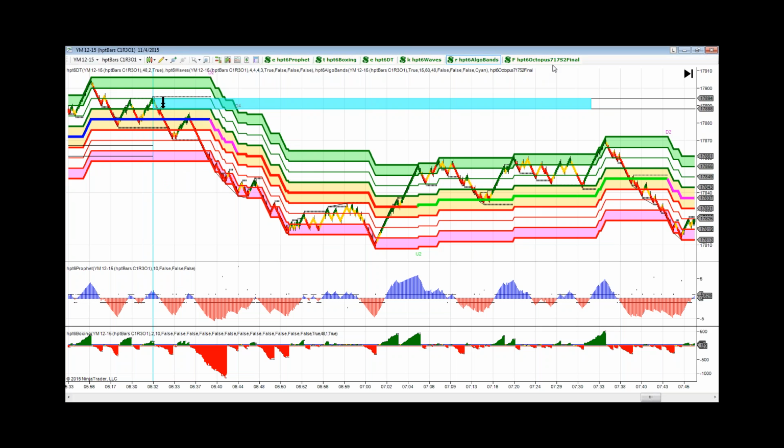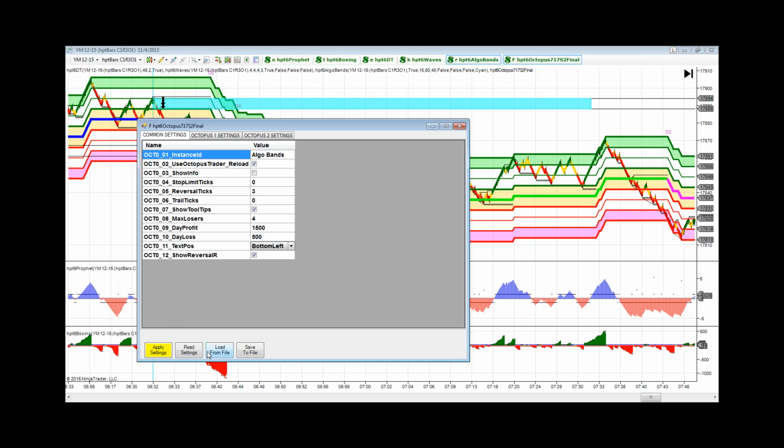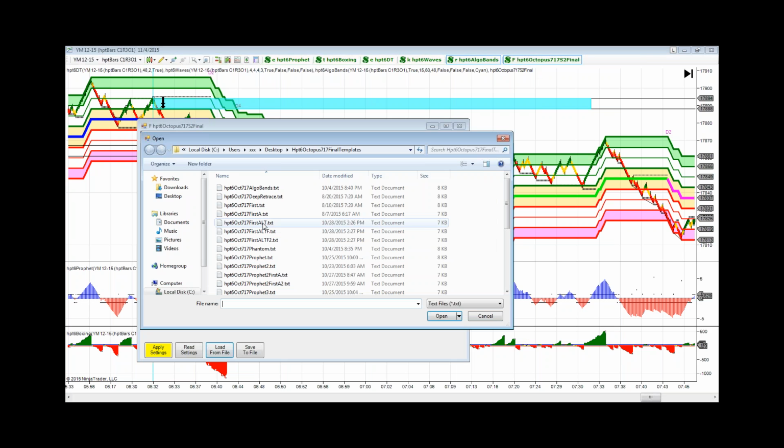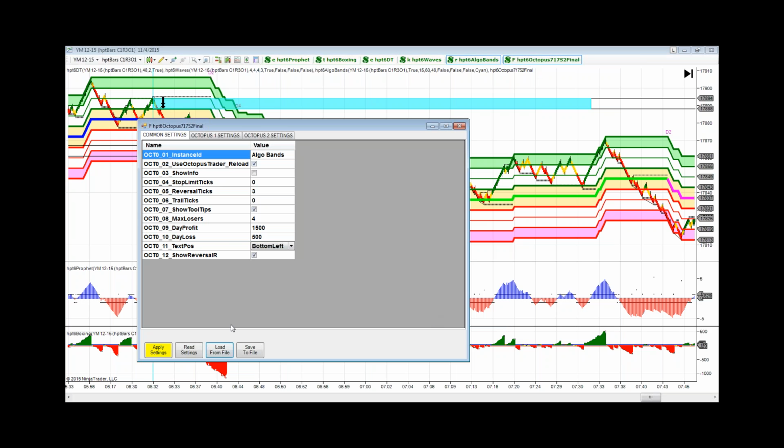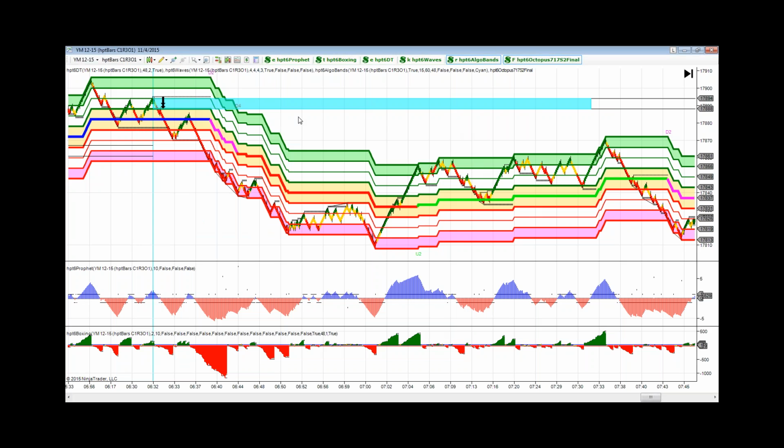So what I do is I put the Octopus up on the chart, the Octopus 717 S2 final. I'll go to load from file. That takes us to all of our Octopus templates. Choose the algo bands, click open, and then apply. And of course I reloaded NinjaScript. You can see the algo band right here.